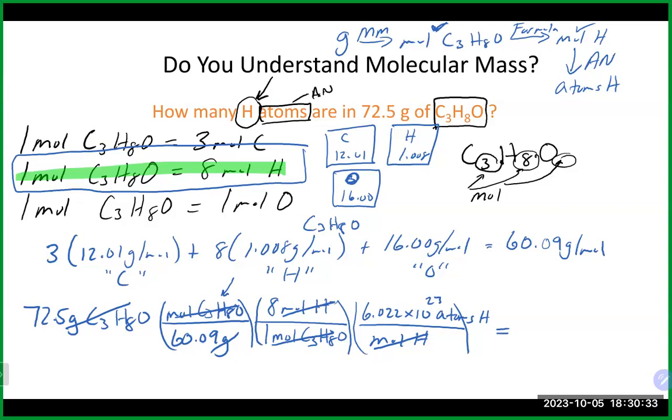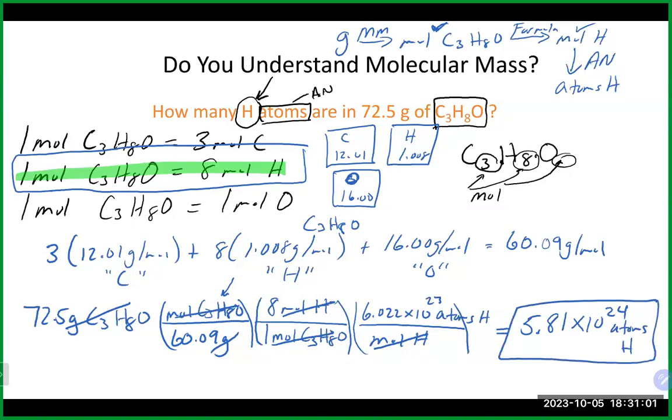We're going to multiply across the top there, 72.5 times 8 times Avogadro's number using our exponent button. We're going to hit equals and divide by 60.09. And we will get, looks like 5.81 times 10 to the 24 atoms of hydrogen. It's a lot of hydrogen atoms. Any question on that calculation?